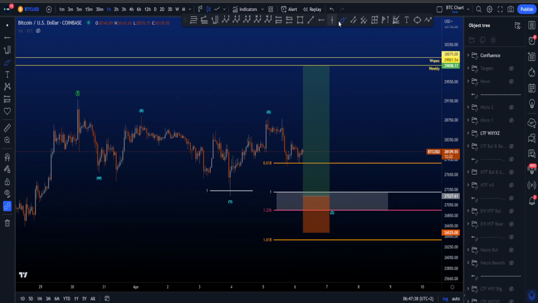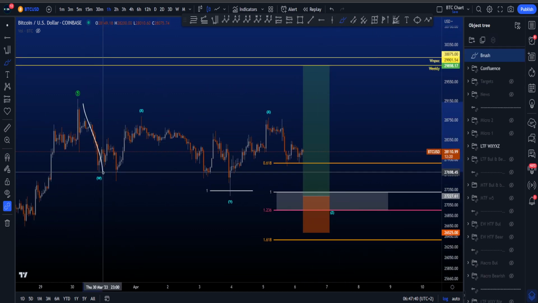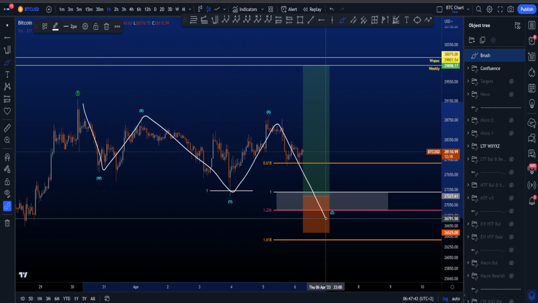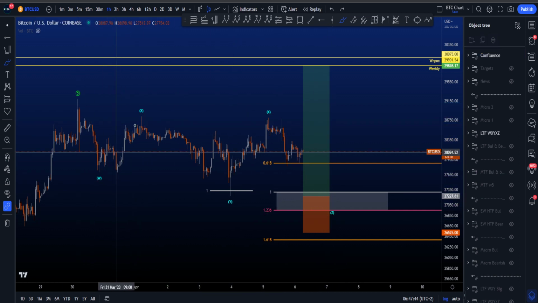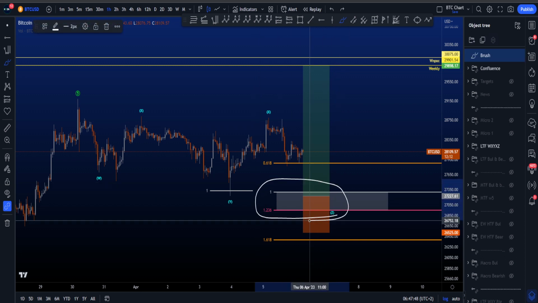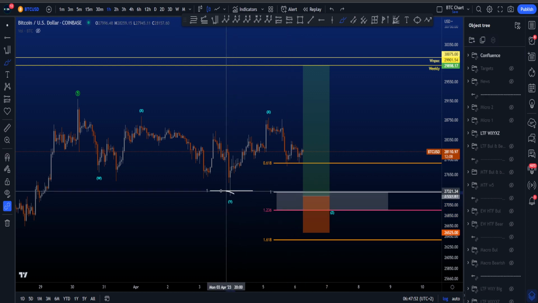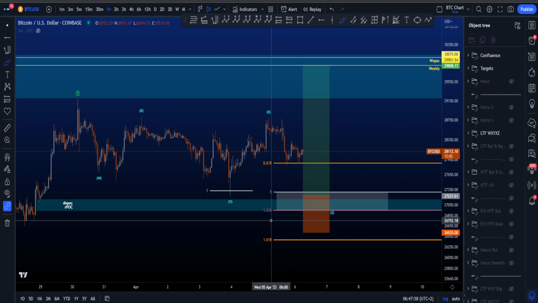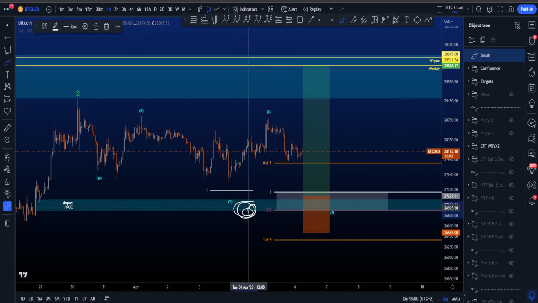And in this particular scenario, this is a WXYXZ. And in this scenario, a WXYXZ means that the most common target for wave Z is over here between the 1 and the 1.236, which is basically between the low that wave Y made and the 1.236 at 26.9k. Also a nice confluence with this target box over here that we haven't hit yet.